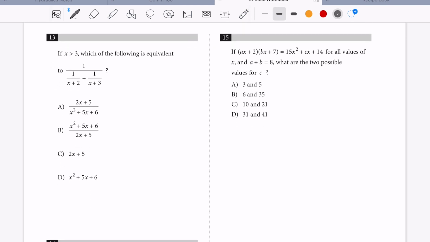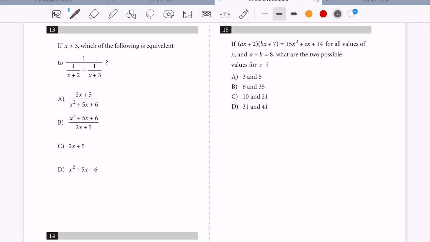Okay, if x is greater than 3, which of the following is equivalent to 1 over x plus 2 plus 1 over x plus 3? Okay, this one's going to take a second, so we're going to have to figure out the denominator here. We're going to have to multiply by a common denominator in order to combine the like terms. So we're going to have 1 over x plus 2 plus 1 over x plus 3.